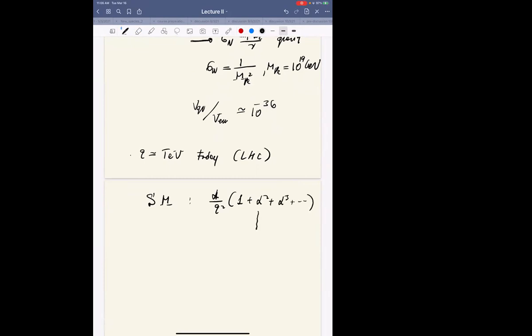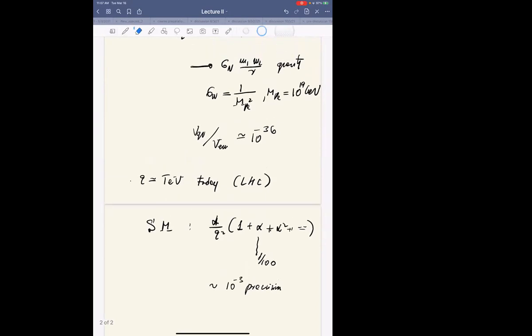Sorry, this should be alpha, this should be alpha squared. These effects, of course, are of order 1 over 100. And this is what we are doing today. We are doing high precision study of the standard model. We are actually going beyond even 1 over 100. Today, the standard model is studied with a precision of 10 to the minus 3. We are getting there. And I'm saying that I will include the effect which is 36 orders of magnitude smaller. How could it make sense?